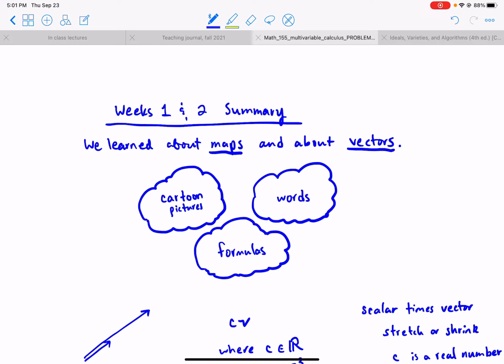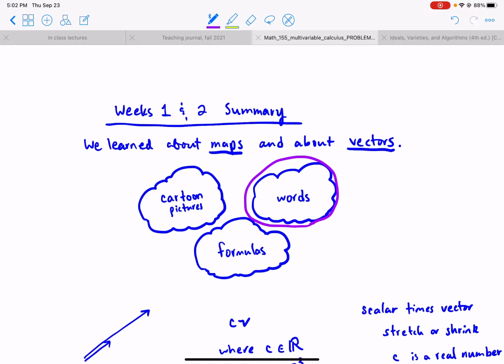Okay, hello everybody. So I just want to summarize weeks 1 and 2, where we learned about maps, and also we learned about vectors. So whenever we answer or solve problems, there's always sort of three things that we could do. We could use the cartoon pictures to think about the problem. This is sort of a visual way.